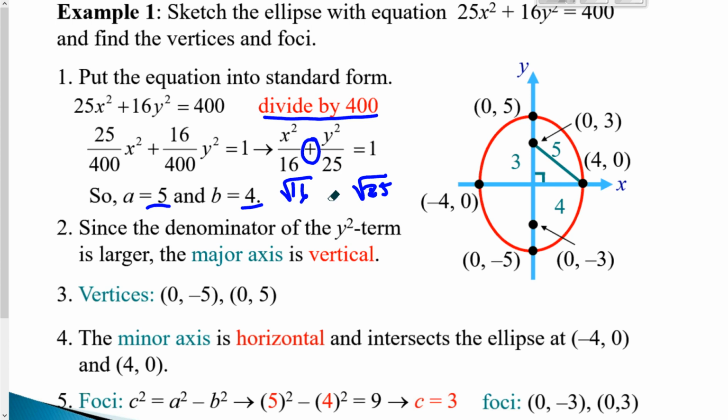The square root of 25 was 5. So from our center, I'm going to go vertical up 5 and down 5. And then 16, square root of 16 is 4, and it's underneath the x. So from the center, not from 0, 0, but from the center, which for this problem is 0, 0, I'm going to go to the right 4 and to the left 4.